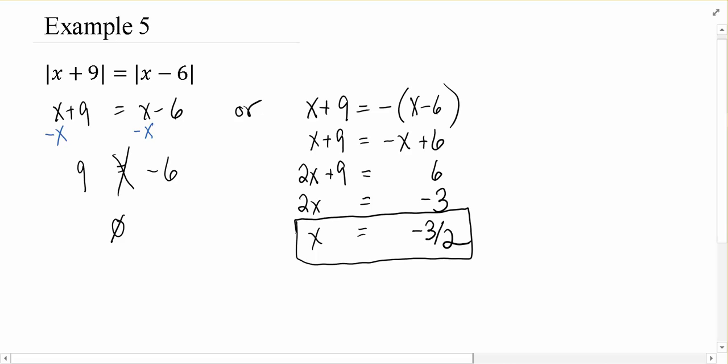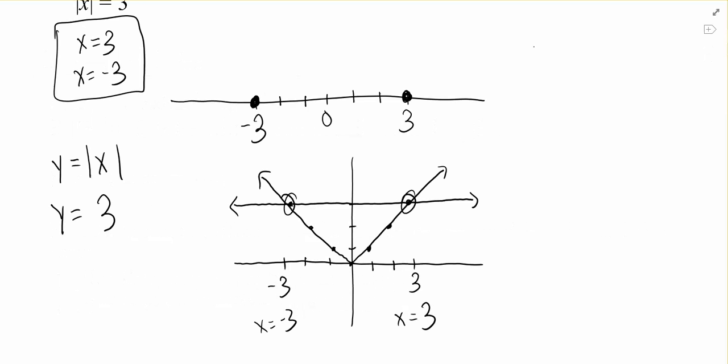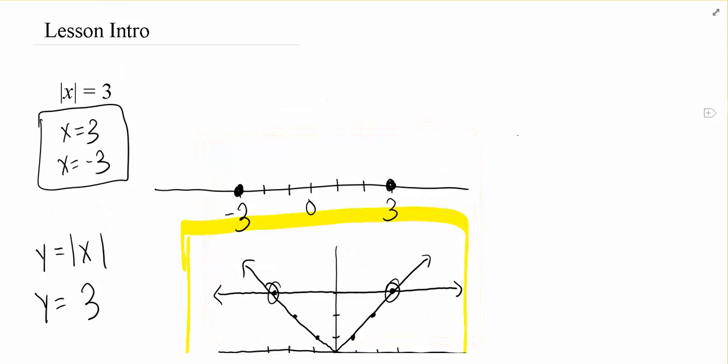Now let's try to make some sense of why this happens. To make sense of why this happens, let's actually come back to our previous example, example 4. We got to see what happens graphically. If we go way, way back to example 1, when we first looked at these graphically, we saw that we normally get two solutions because we were looking at where a horizontal line meets up with a V, with an absolute value.